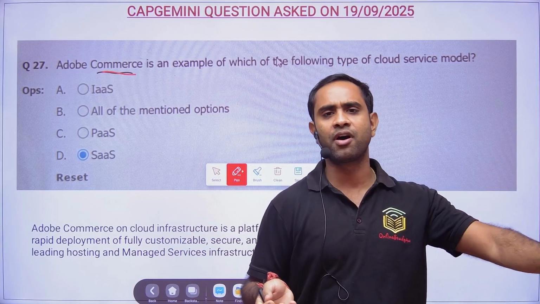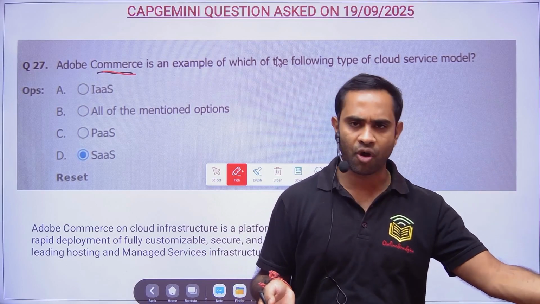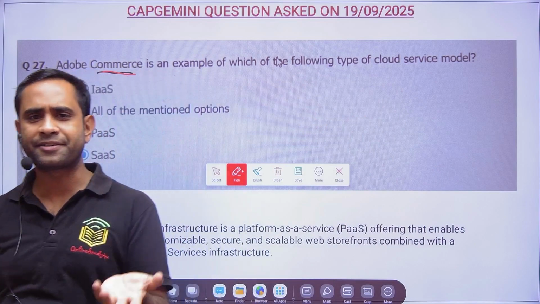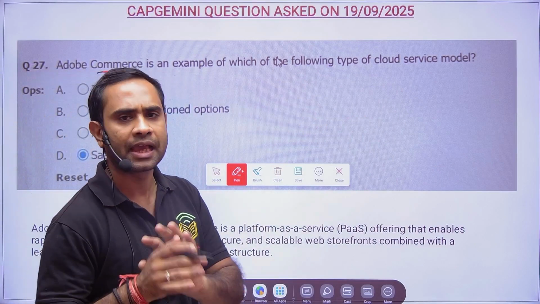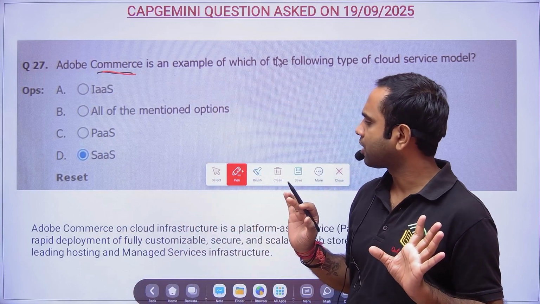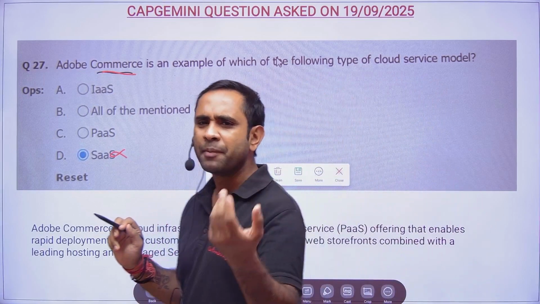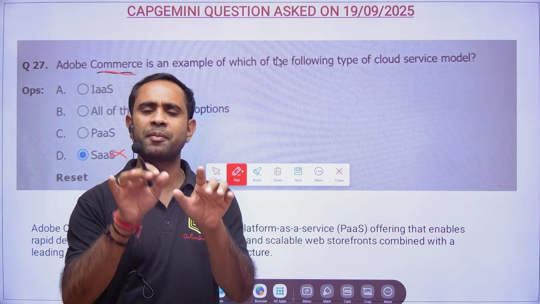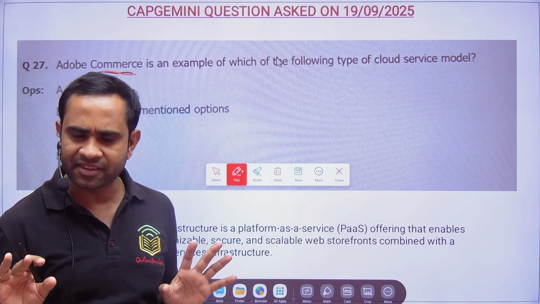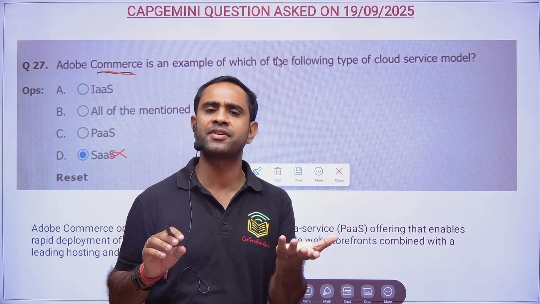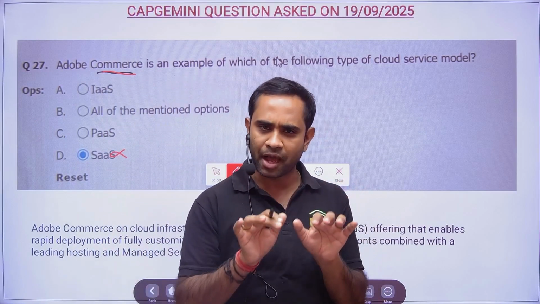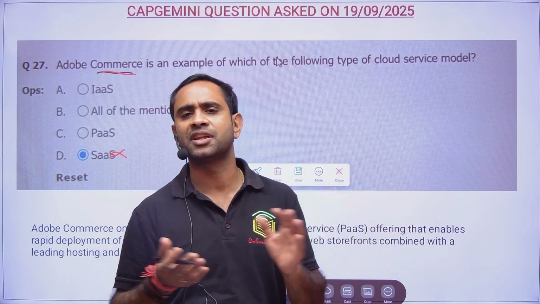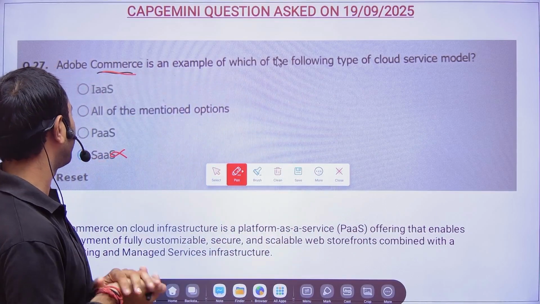You might have heard of Gmail, Dropbox, Outlook, Google Drive, but this Adobe Commerce you have not heard of. So one thing is very sure: it will not be a part of the SaaS model, because SaaS is something we use on a daily basis, whatever you are able to use over the internet. Gmail is a SaaS model, Google Drive is a SaaS model. There is an application and you access it through the internet. That is your SaaS model. This you have not heard of, so definitely it will not be SaaS.